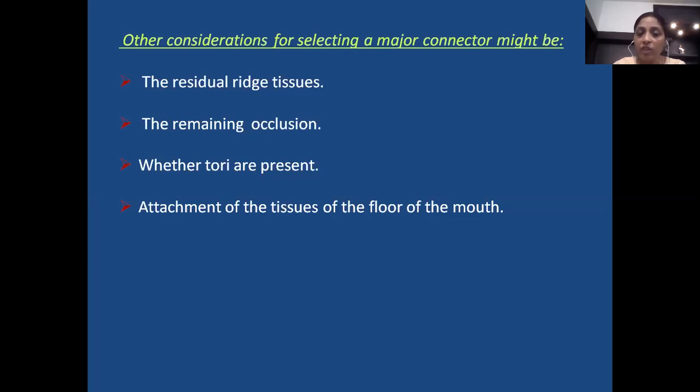Now, the attachment of the tissue of the floor of the mouth again influences the selection of a major connector. If the attachment is too high, then we cannot choose certain major connectors. This attachment of tissues of the floor of the mouth will only affect the selection of the mandibular major connector. So if a mandibular major connector needs more space, and if the attachment is high, then we cannot use it. We cannot use a major connector which needs more space for placement.